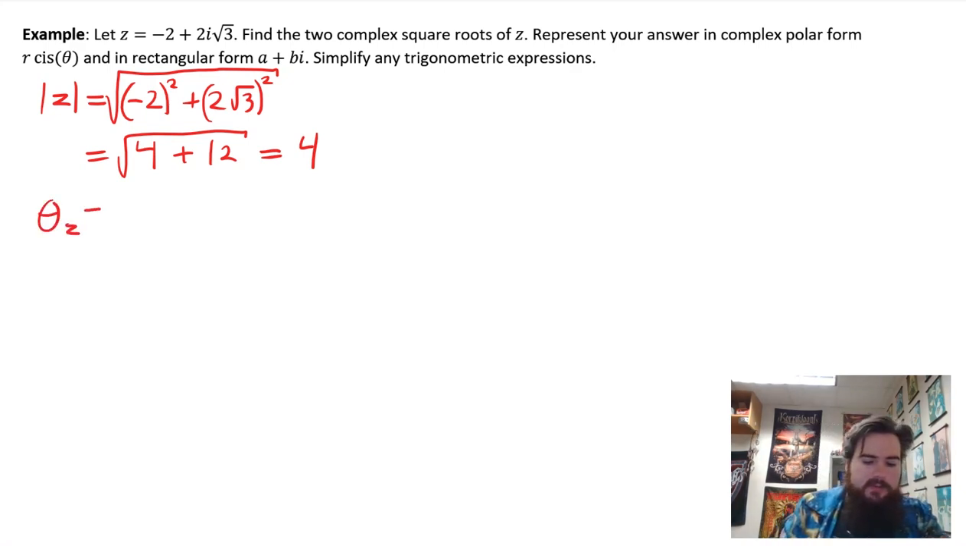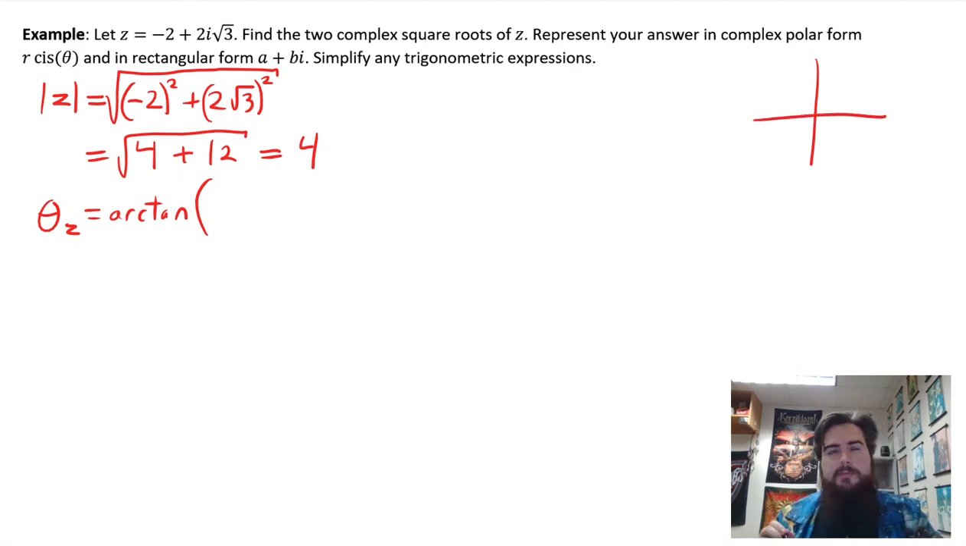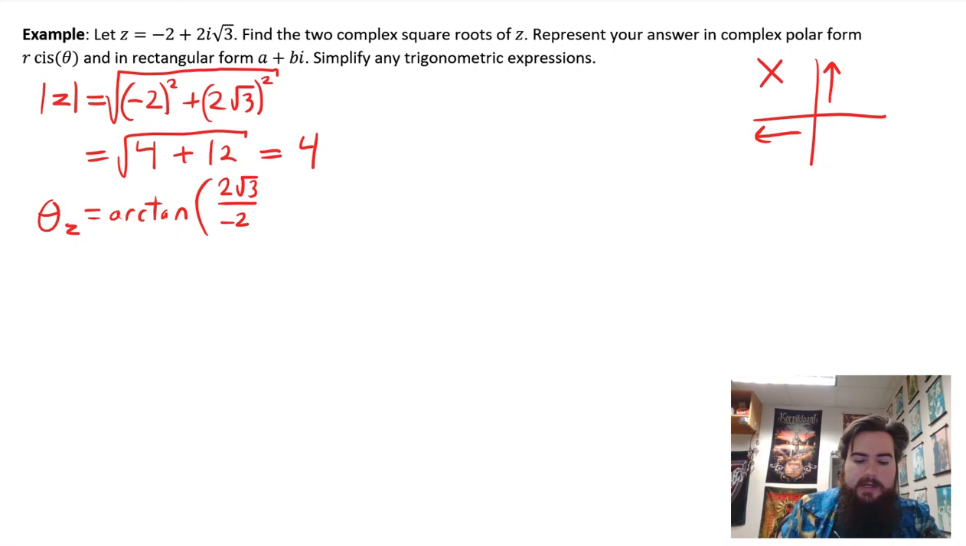For the argument of z, though, when we use arctangent for that purpose, do keep in mind where your complex number currently is. -2 plus 2i root 3 has a negative real and a positive imaginary, which puts us up here in quadrant 2. If I just evaluate this as arctangent of the imaginary piece divided by the real piece, 2 square root of 3 divided by -2, that would not give me the correct answer, as that would define an angle measure between -pi halves and 0 in quadrant 4. But if I add pi to that solution, then I would get an angle measure in quadrant 2 instead.